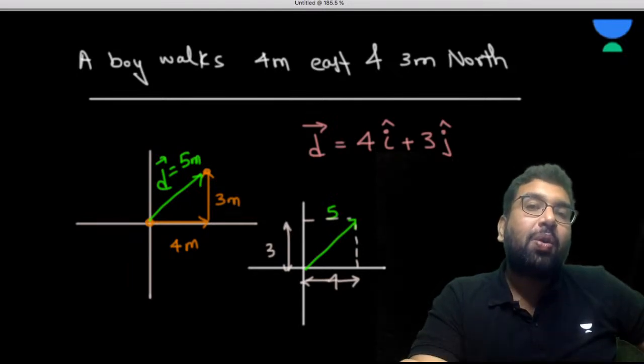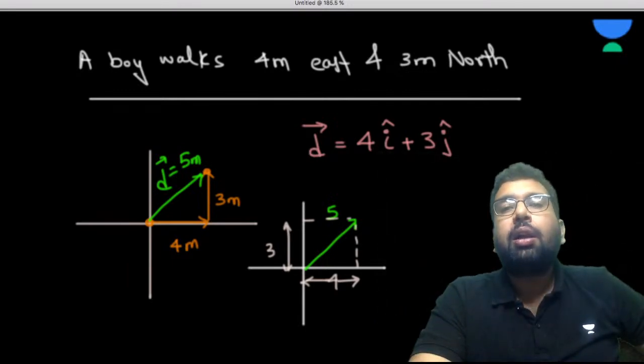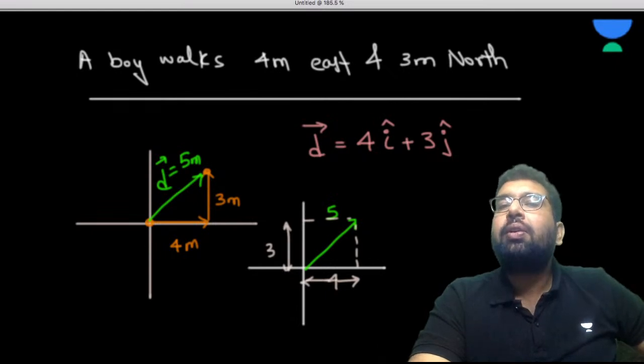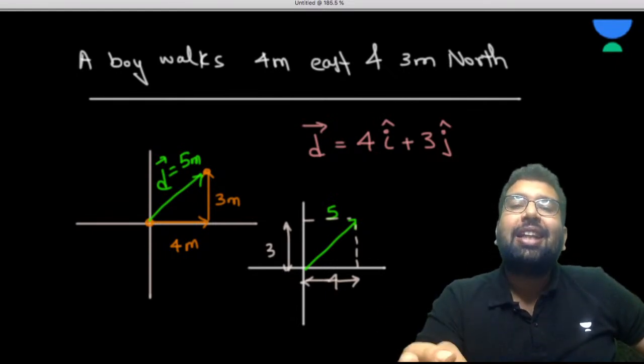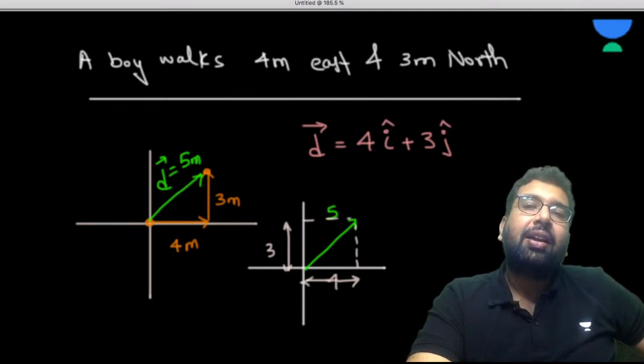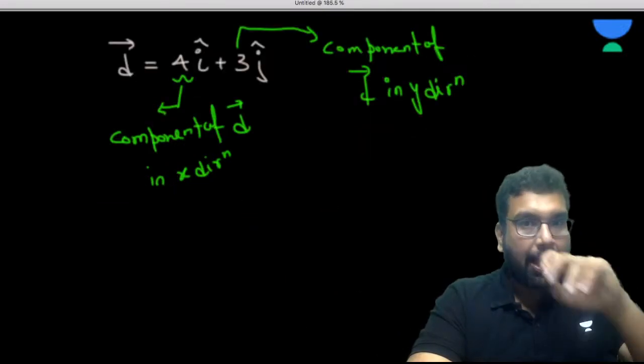So whenever you are writing the vector in Cartesian, you are taking the components of the vector in the x and y directions, and then you represent the vector in Cartesian using those components. Are you getting my point, beta? Are you getting my point?